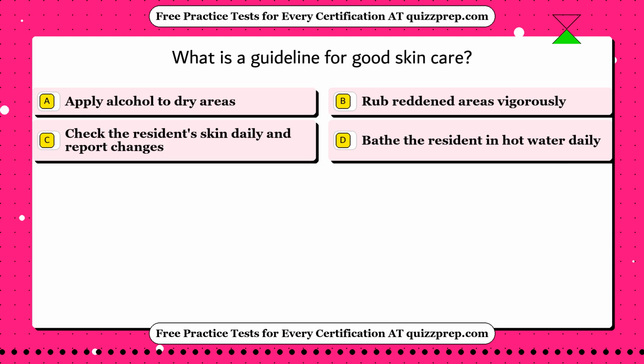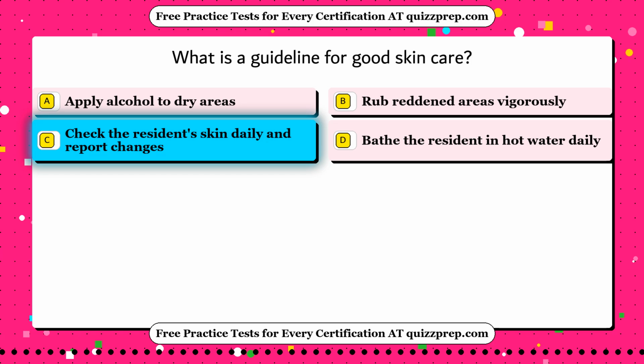Question 87. What is a guideline for good skin care? Option A, apply alcohol to dry areas. Option B, rub reddened areas vigorously. Option C, check the resident's skin daily and report changes. Option D, bathe the resident in hot water daily.